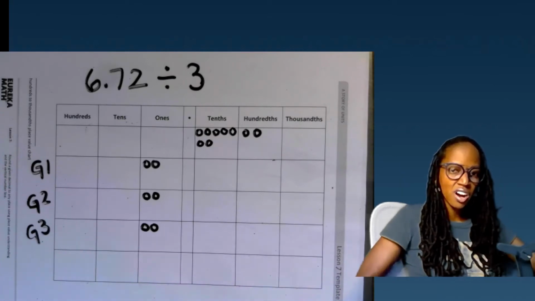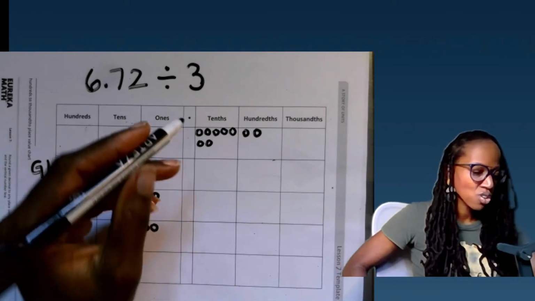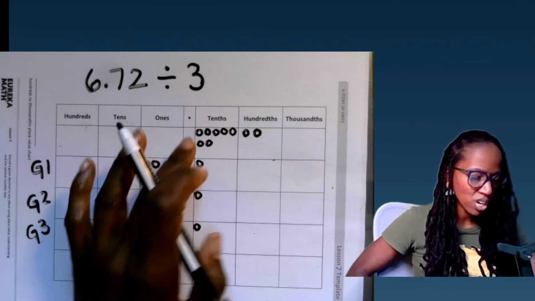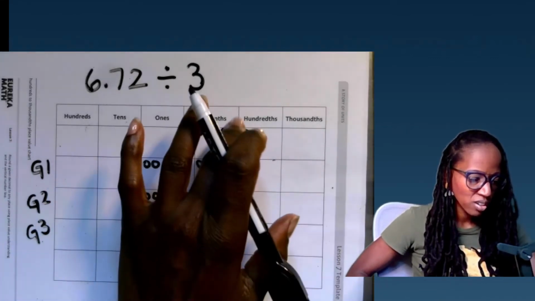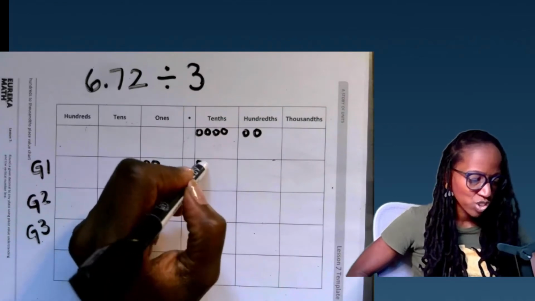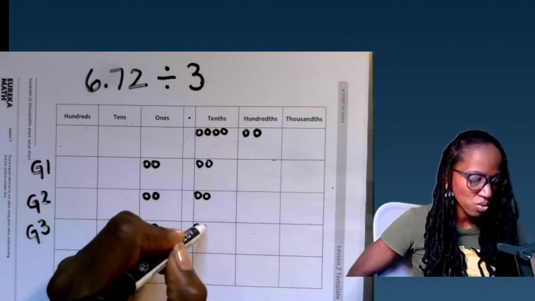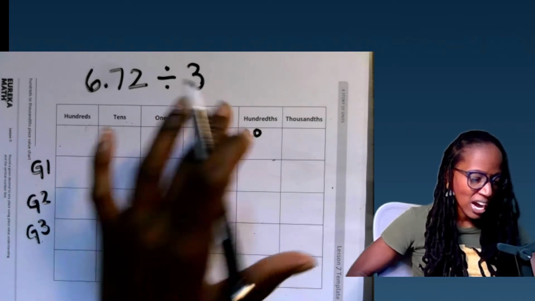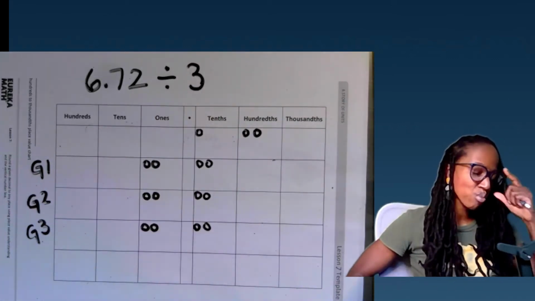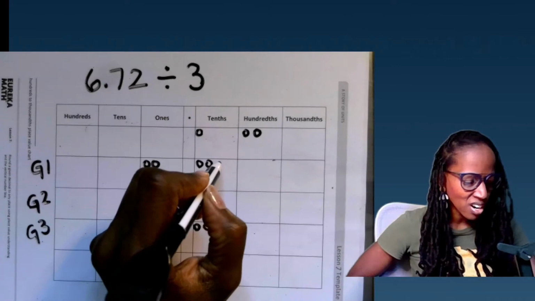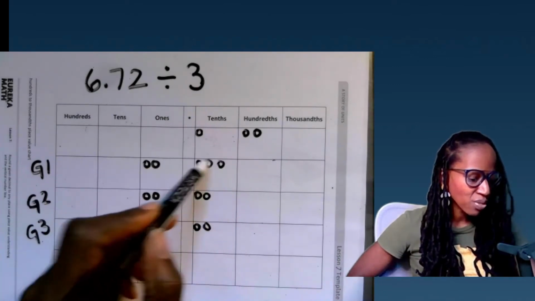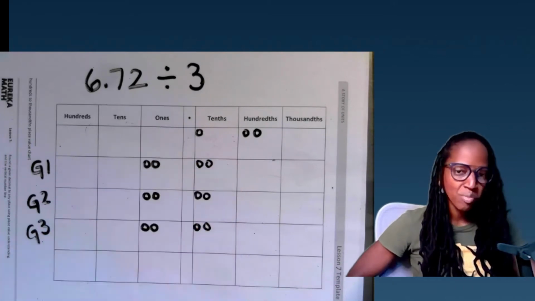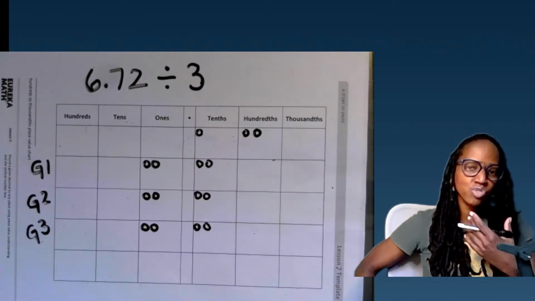Let's look at our tens place. Again, I'm going to go ahead and share 1, 2, 3. So I'm going to take 3 away. 1, 2, 3. Keep sharing. 1, 2, 3. Now, as you notice, I actually do have 1 tenth remaining. And if I put it here, then this group would have 3 tenths and the other groups will have 2. Because that's not an equal amount, we've got to think about how can I keep sharing?